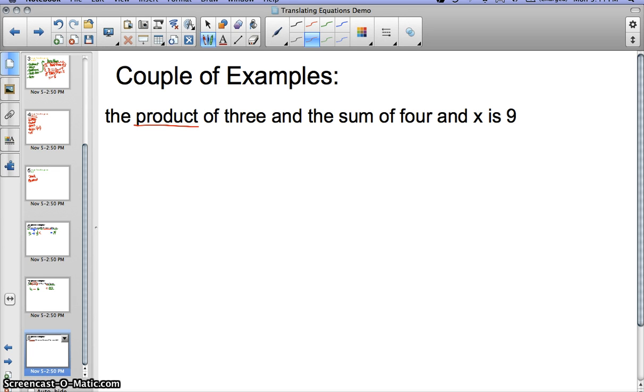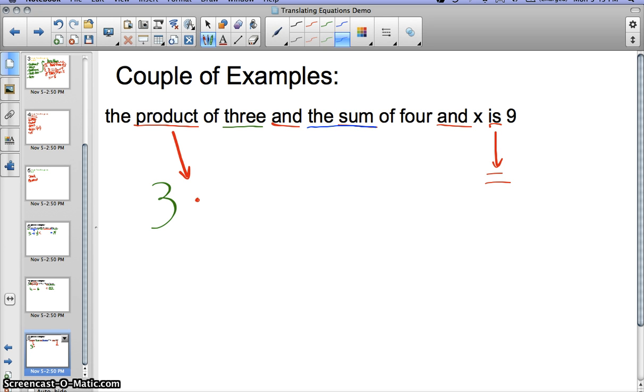So, the product of 3, this is another time where we're looking at of is just of. Product of 3 and the sum of 4 and x is 9. So we got a lot of keywords in this one. I'll start with the easy one, equals. All right, product means we're multiplying two things together. Okay? What are we multiplying? We're multiplying 3 and the sum.